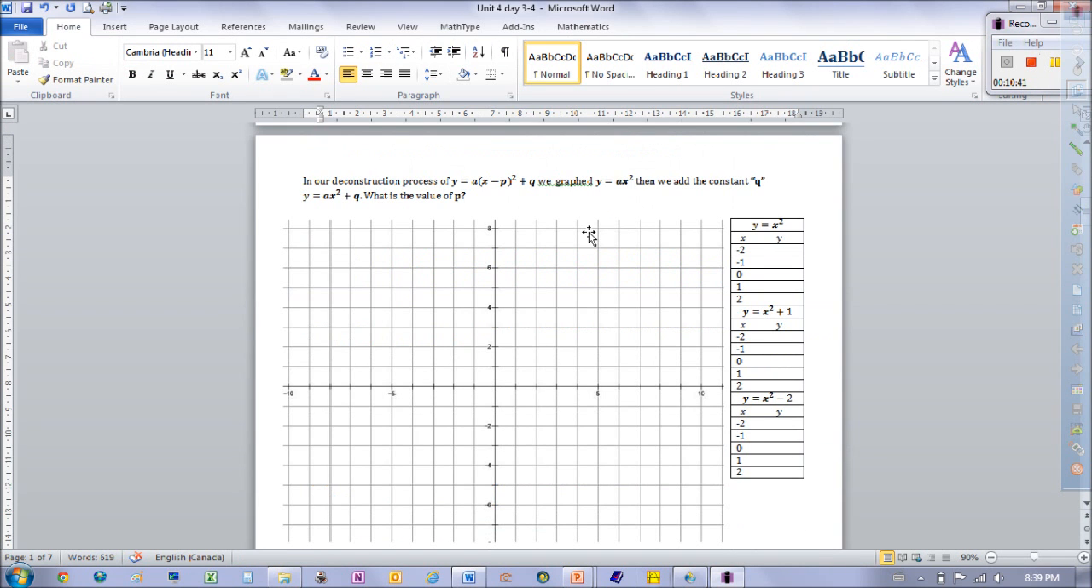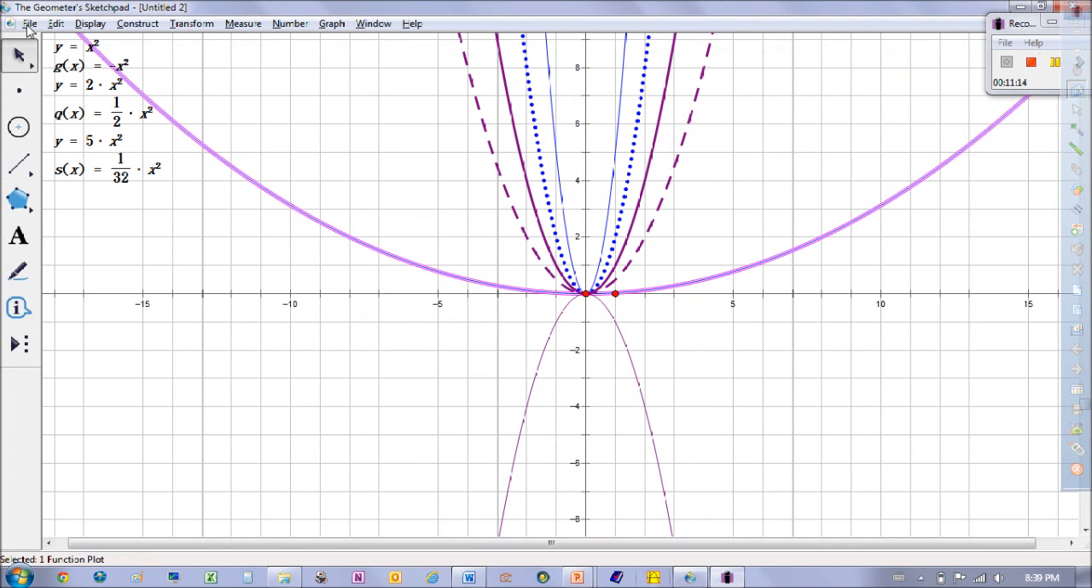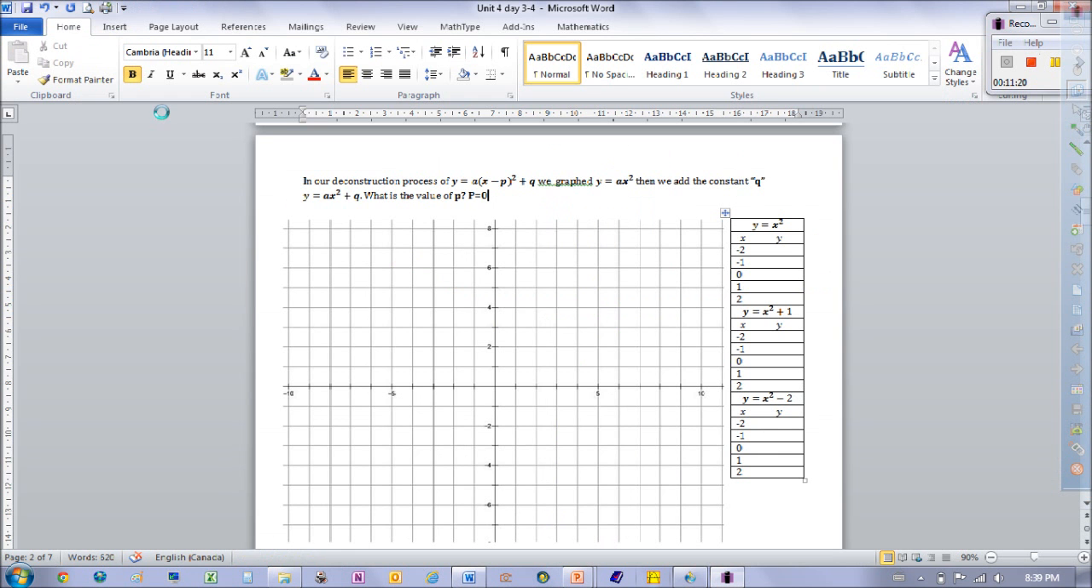Now, in deconstructing that function, we've taken a look at y equals ax squared, and then we want to add a constant q. Now, what is the value of p when we just add the constant q? Well, if we look here, we don't have a bracket, which means that p equals 0. And we're going to take a look at three functions: y equals x squared, y equals x squared plus 1, and y equals x squared minus 1. And again, I'm going to use Geometry Sketchpad to graph the three functions.